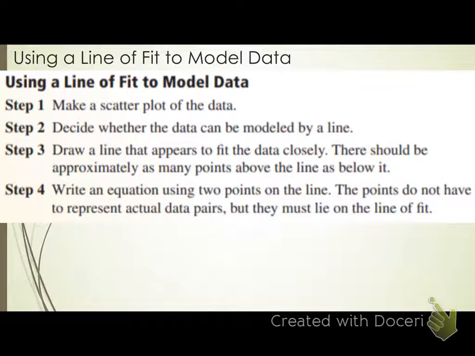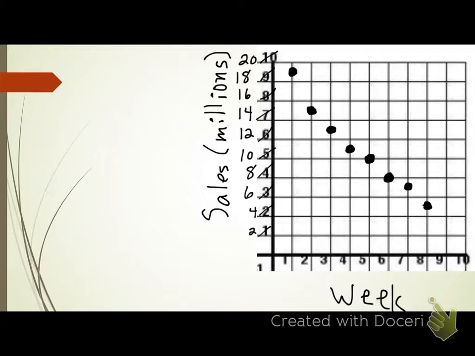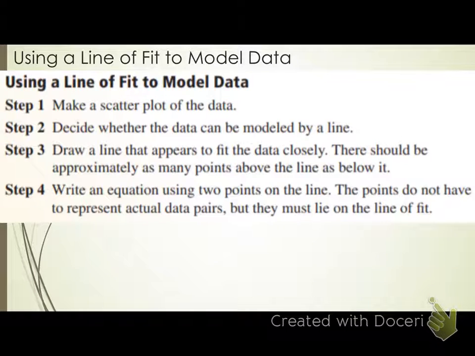Make a scatter plot of the data. Step 2, what is step 2? How do I know if it can be modeled by a line or not? If it has positive or negative correlation, right? If it has no correlation, I can't use a line. So would you say that this has positive or negative correlation? It'd be negative correlation, right? As my x values are increasing, my y values are decreasing, right? So I would say this has negative correlation. So can this be modeled by a line? Yes, it can.